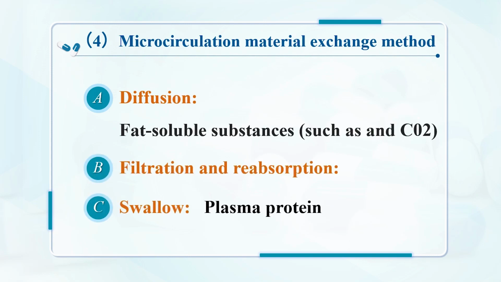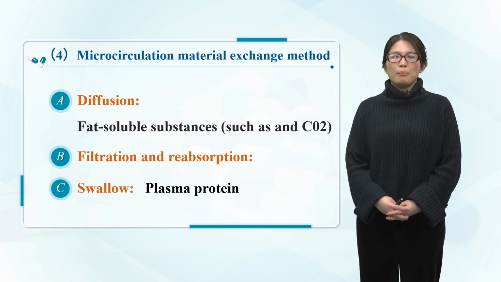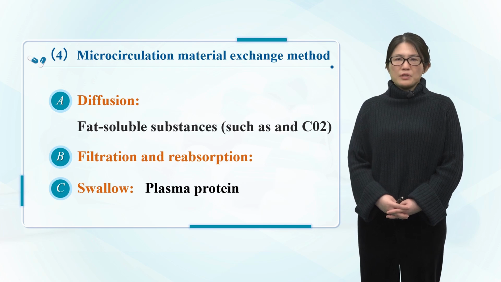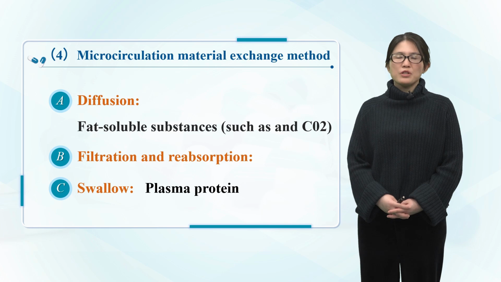Material exchange is the basic function of microcirculation. Tissues and cells exchange materials with tissue fluid through cell membranes, while tissue fluid and blood exchange materials through capillary walls. Diffusion is the most important way of material exchange between blood and tissue fluid. Filtration and reabsorption, although only a small part of the material exchange, have an important role in the production of tissue fluid.